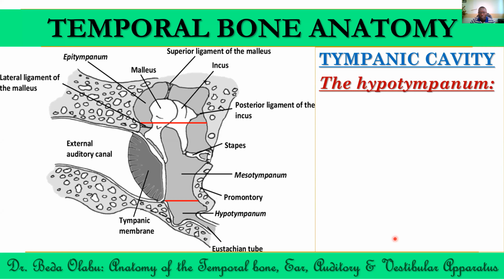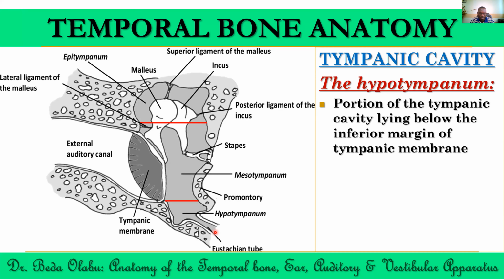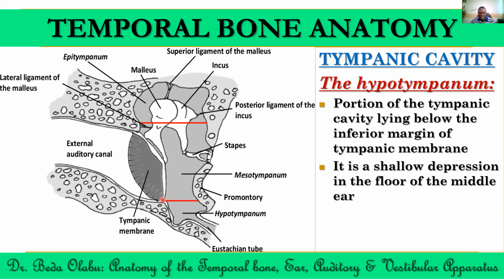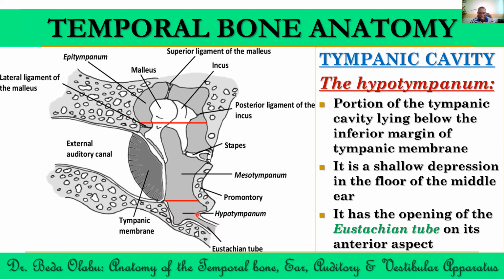Lastly, we have the hypotympanum, which is the portion of the middle ear cavity inferior to the lower margin of the attachment of the tympanic membrane. It's just a shallow depression in the floor of the middle ear, nothing much about it, but important is that this is the site that gives rise to the auditory tube. So the auditory tube connects the hypotympanum to the nasopharynx.